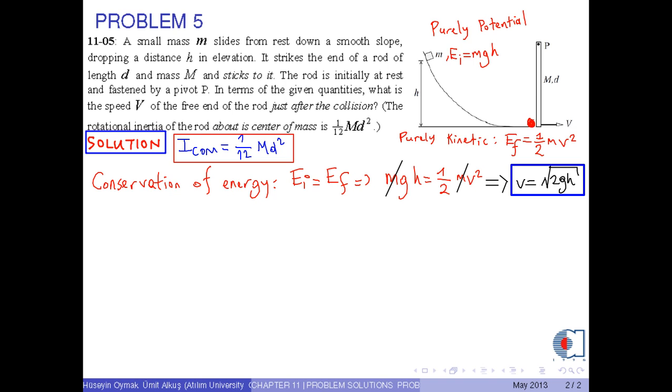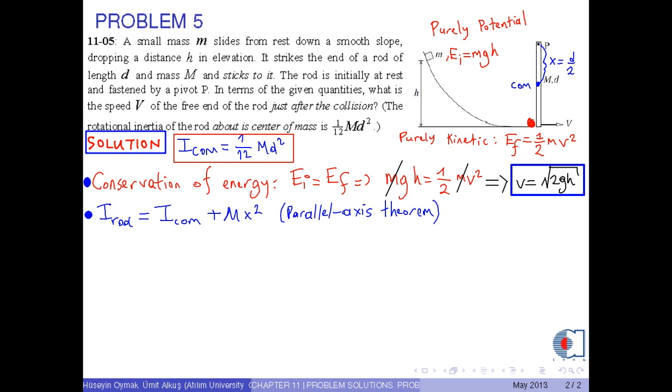The rotational inertia of the rod about point P is obtained from the parallel axis theorem. That is, I rod equals I com plus M times x squared, where x is the perpendicular distance from the center of mass of the rod to point P. And we write the given expressions into the corresponding places to get 1/12 times M times d squared plus M times (d over 2) squared. Therefore, the rotational inertia of the rod about point P is 1/3 times M times d squared.